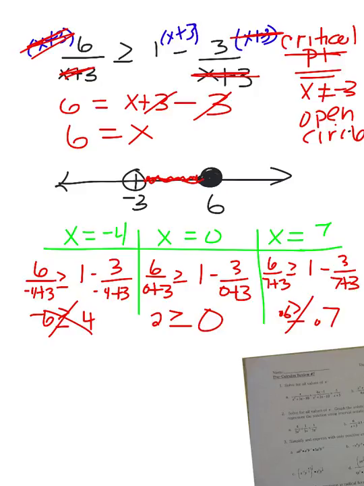Okay, so I only have the shading in the middle, which using interval notation would be from negative 3 to 6 inclusive. Okay, so let's take a look at number 3.